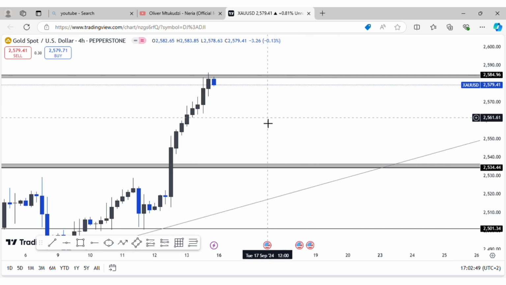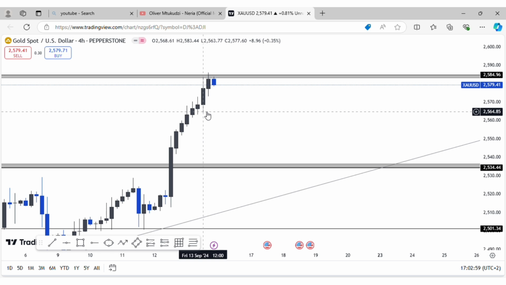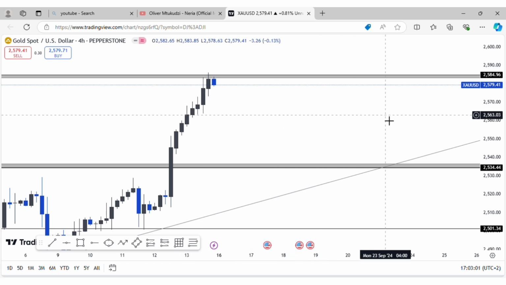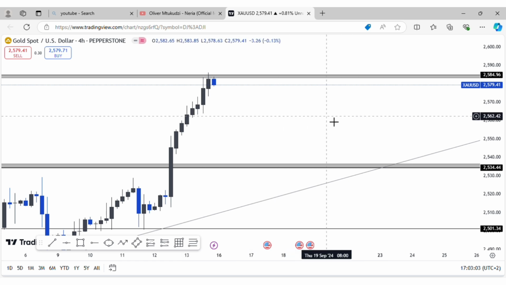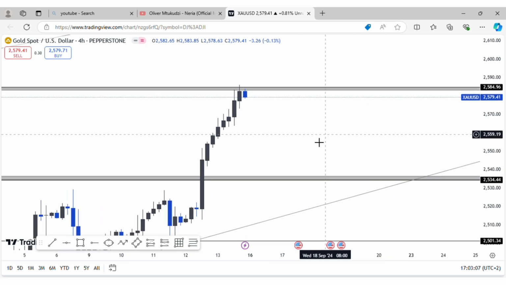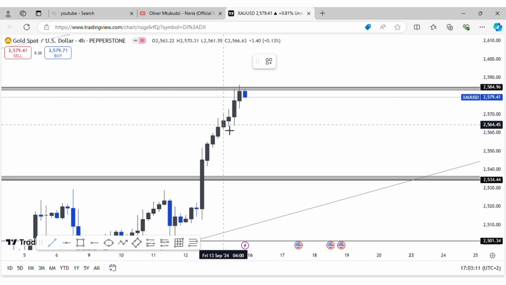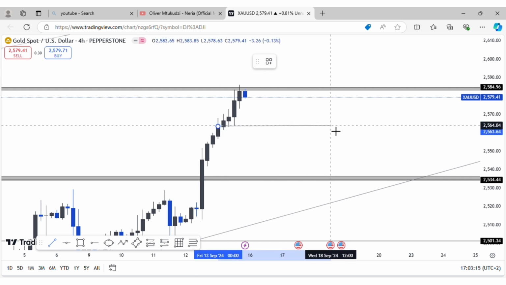Again, one thing that most people need to know is that you can't enter without any confirmation, meaning you have to know what your confirmation entry approach is. My personal confirmation entry approach is that I have to wait for price to break my low and then come back to my golden zone. I will show you what I mean about that.